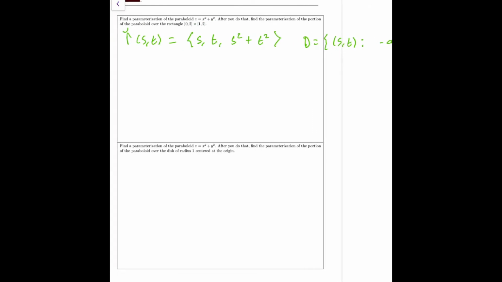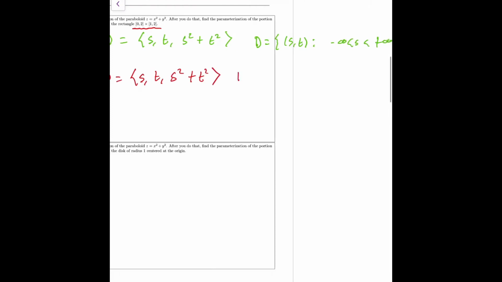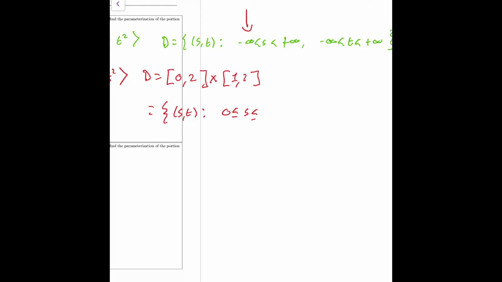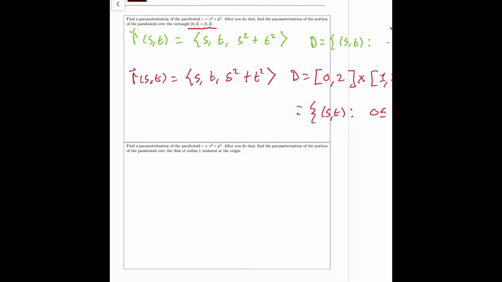Now if we do the second part, where we want to add in this condition where we just want the part that is above this rectangle, all we do is restrict the parameters to lie in that rectangle. So r of s, t is going to be the same parameterization, s, t, s squared plus t squared, but now we just restrict the parameter domain. The parameter domain is just going to be the rectangle, 0, 2, cross 1, 2, or if we write it in set notation, it's all of the parameters s comma t, where s is between 0 and 2, and t is between 1 and 2. Okay, nothing too complicated there.